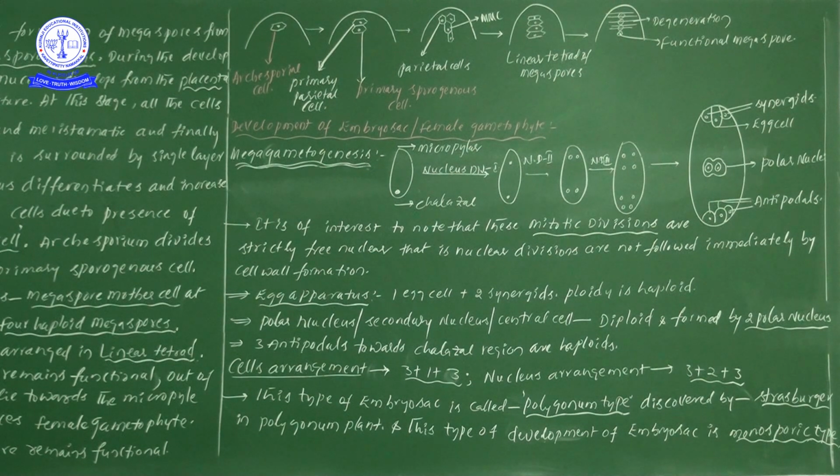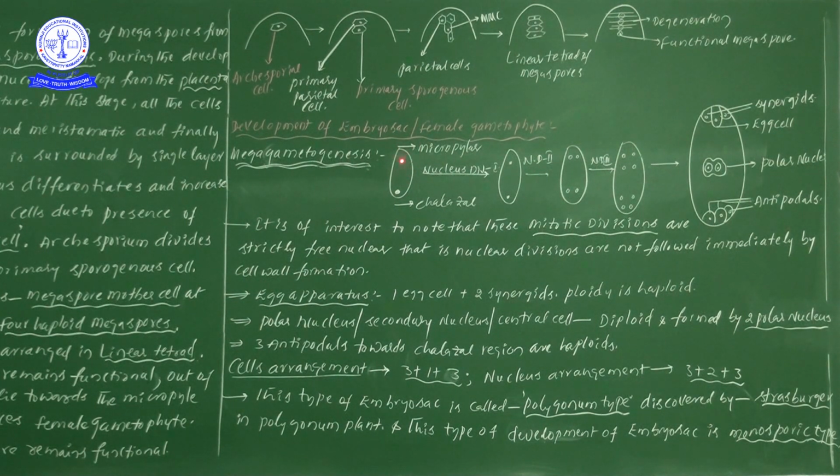Now let us start to discuss the development of the embryo sac, or the development of the female gametophyte. Here also there are some important points, so listen carefully. The side heading is megagametogenesis, which is the process of development or formation of megagametes. Megagametes means what? I already told you, mega indicates female, micro indicates male. Gametogenesis means the formation of gametes, here female gametes. That's why megagametogenesis.